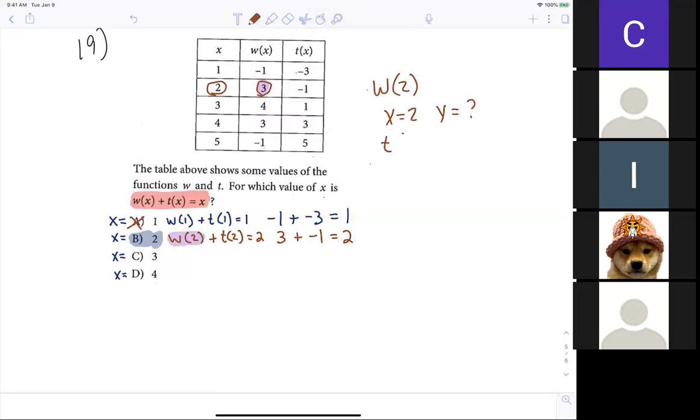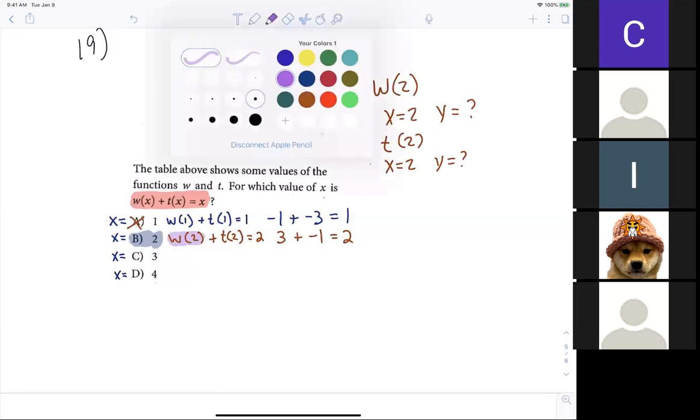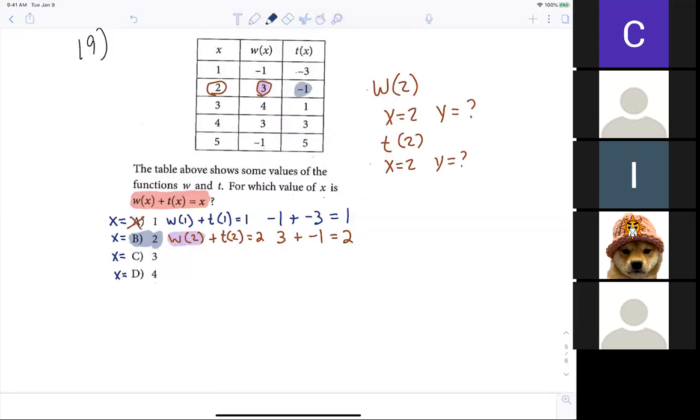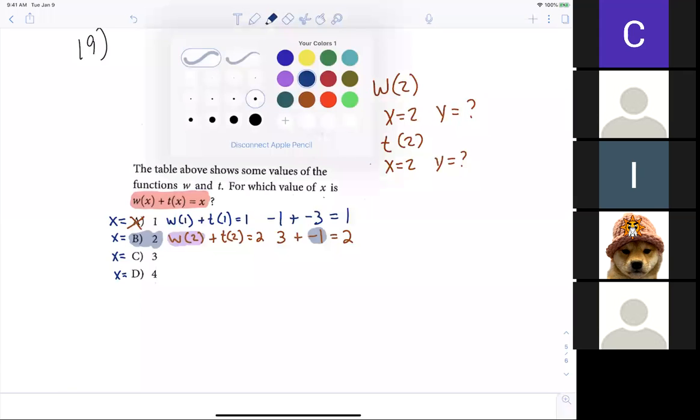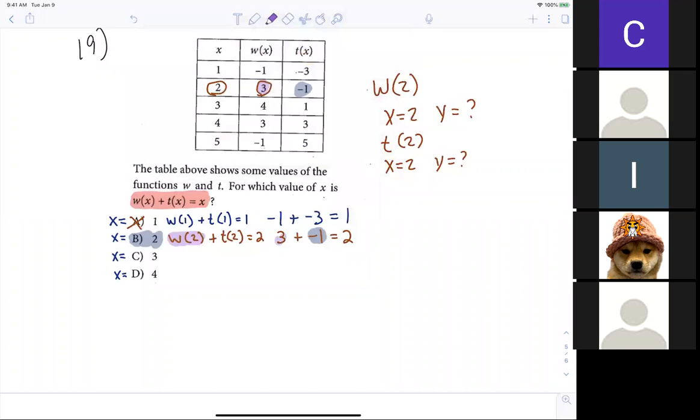If somebody says t of 2, that again means when x is 2, what's that y value? Negative 1. Right. There you go, kiddo. And that's where the negative 1 comes from. And that's where the 3 comes from. Is that better? Yeah. All right, great.